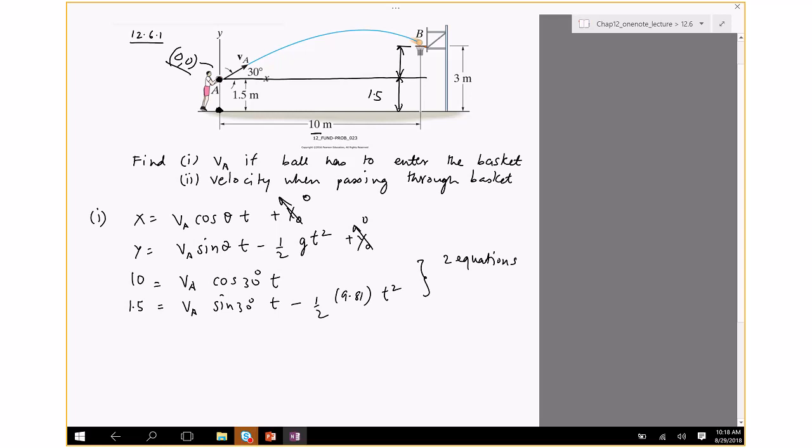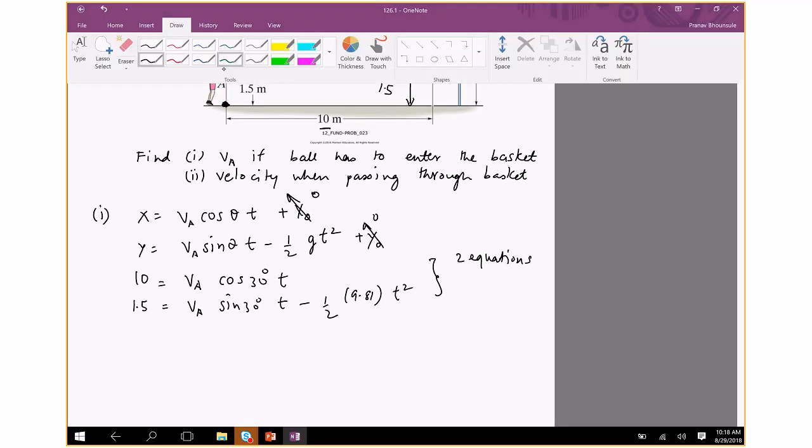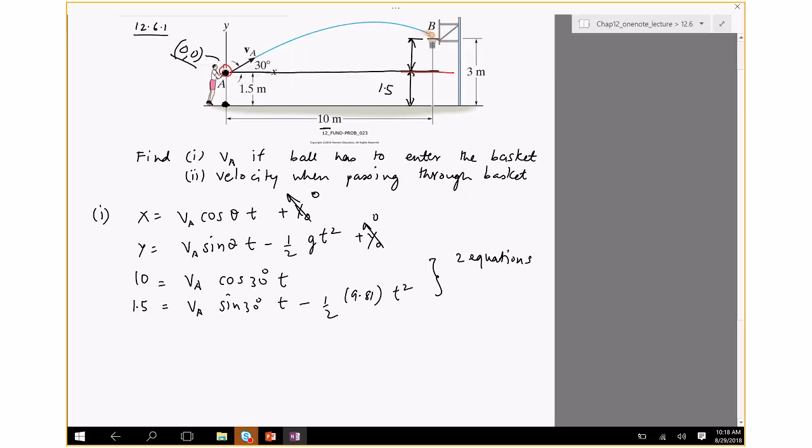And there are two equations. Yeah, question? No, because my origin is here. Because the origin is here, I need to measure relative to this. So this is 1.5.